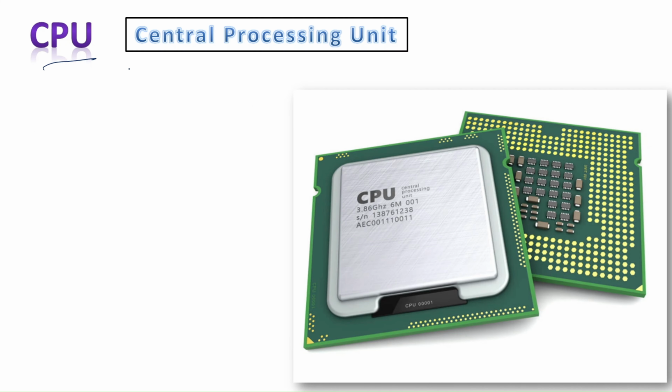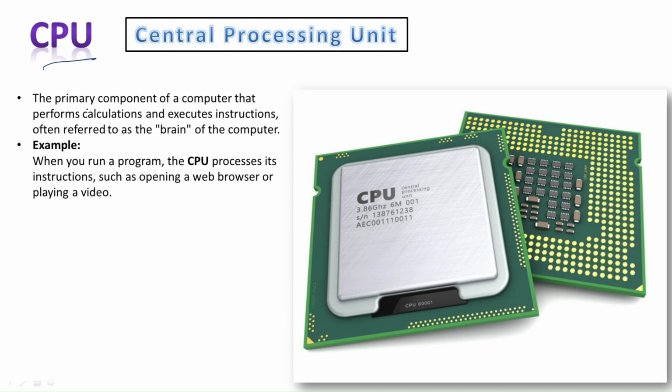CPU, that is Central Processing Unit. So it is the primary component of a computer that performs calculations and executes instructions, often referred to as the brain of the computer. For example, when you run a program, the CPU processes its instructions, such as opening a web browser or playing a video.